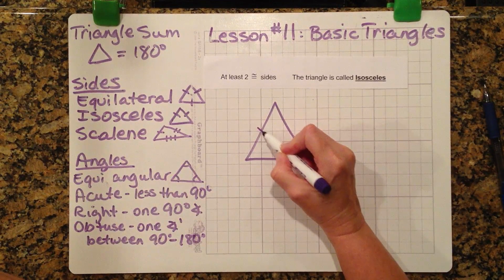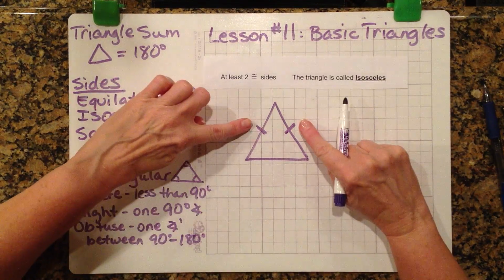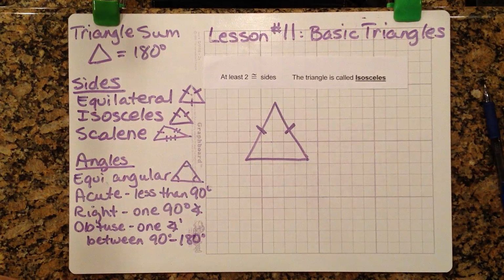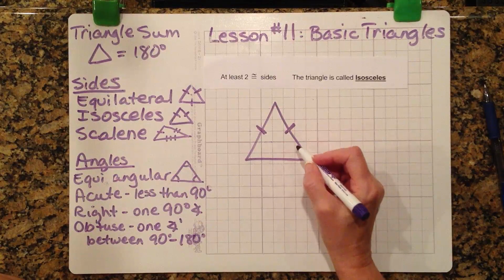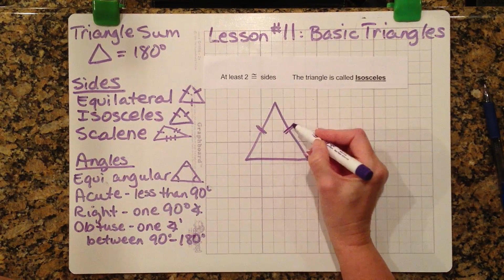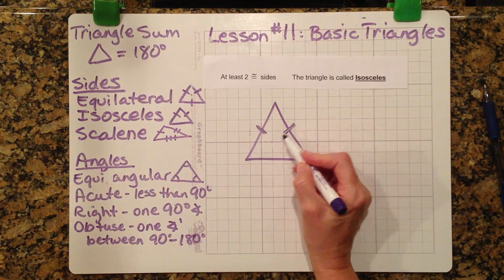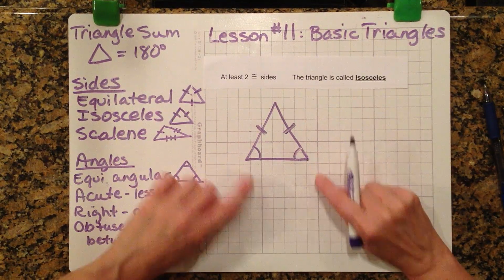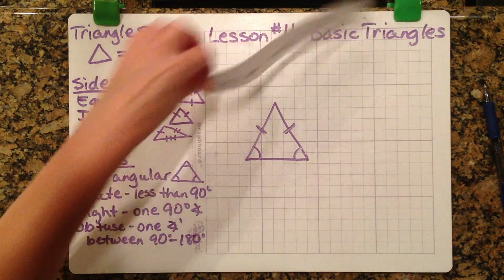So that means that two sides are congruent. So you see the two tick marks? That means these two sides are congruent. Another property I'm going to go ahead and tell you about an isosceles triangle: the opposite angles are congruent. So if this side and this side are congruent, go opposite. That angle, go opposite. Those two angles are congruent to each other also. So if you have congruent sides, you are going to have some congruent angles in your triangles.